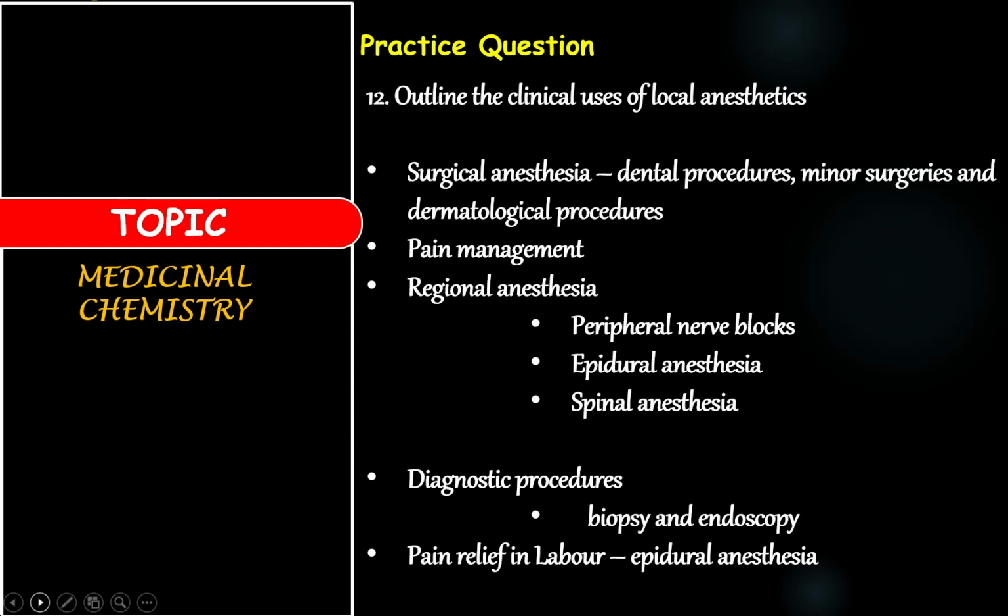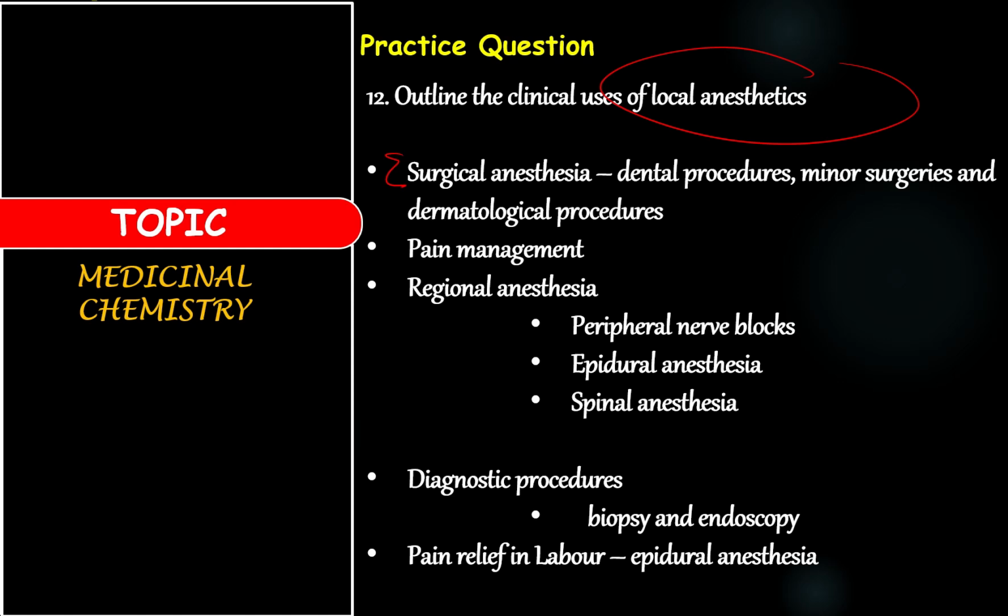For that question, outline the clinical uses of local anesthetics. What are local anesthetics used for? What are some of the usefulness, the clinical applications of these local anesthetics we are talking about? Now, the first one we have here is surgical anesthesia. Local anesthetics are given in surgical anesthesia, especially in minor surgeries, dental procedures, and for dermatological procedures.